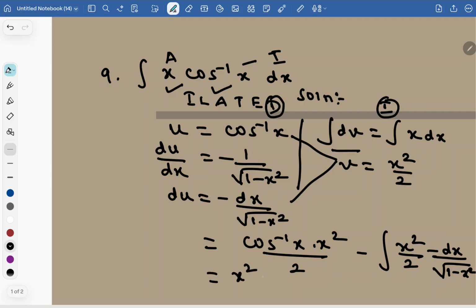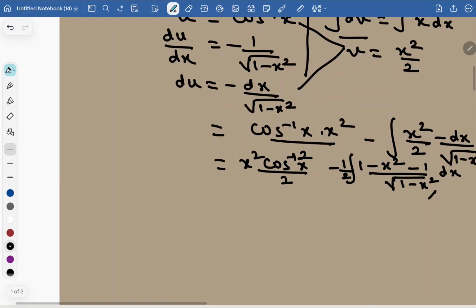Answer is x square cos inverse of x by 2 minus x square in numerator. I need 1 minus x square in the numerator. Therefore add 1, subtract 1 divided by root of 1 minus x square dx. Take 2 outside, that is 1 by 2. This is our equation 1.